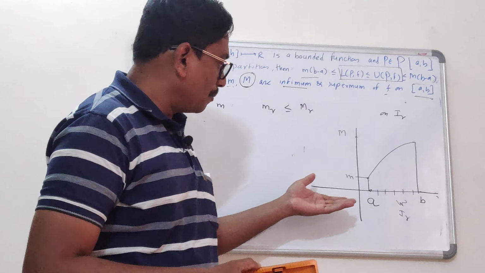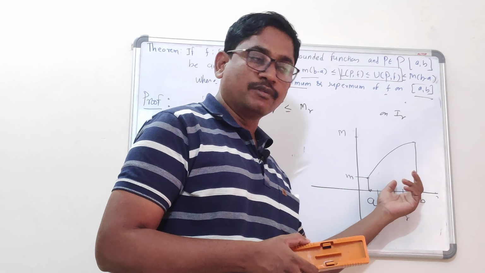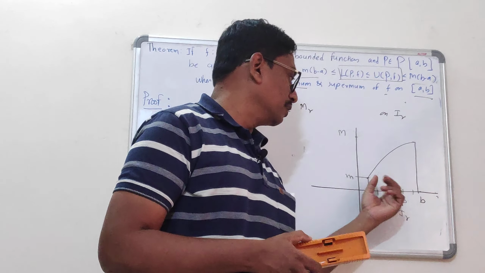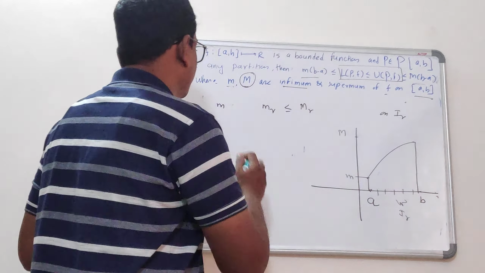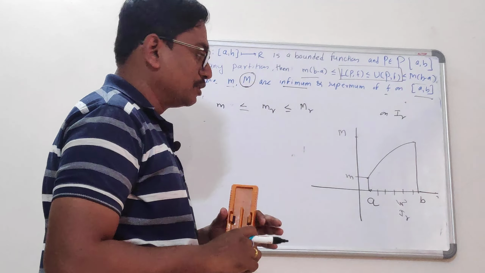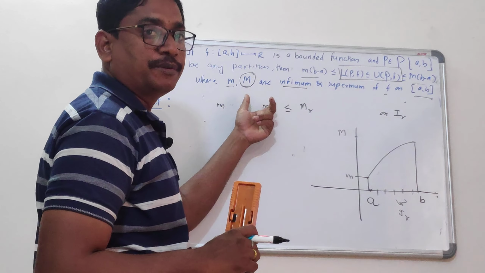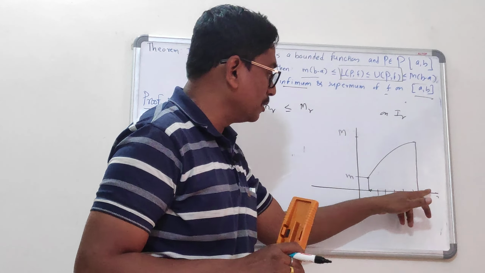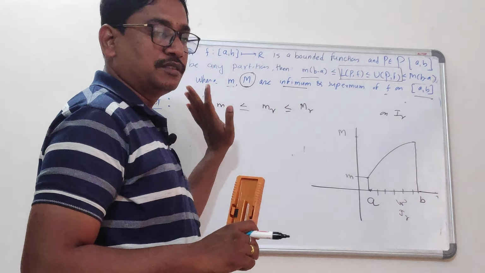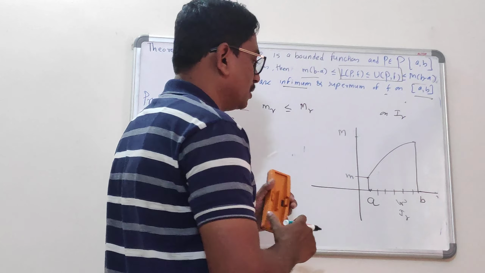So see, among all the infimum of subintervals and the infimum of the interval, it will always be less than or equal to the infimum of the subinterval. So here you must have this, because among all, this m is the smallest value. If it is the smallest value for all throughout the AB, then equality holds, otherwise strictly less than. And this we verified for the R subinterval.